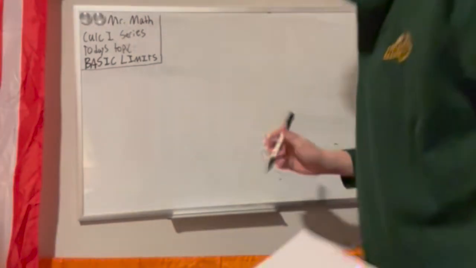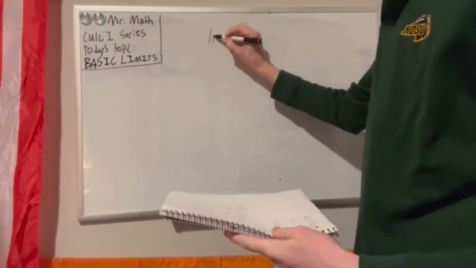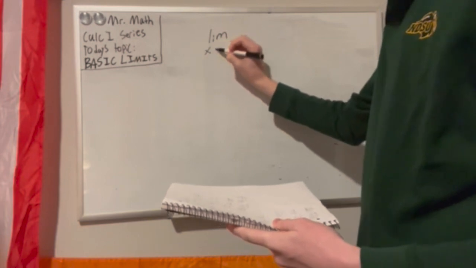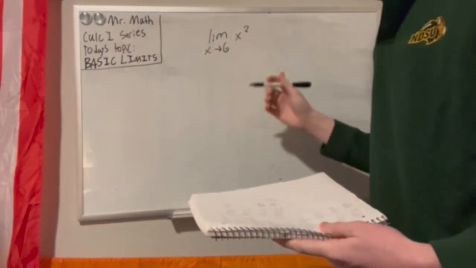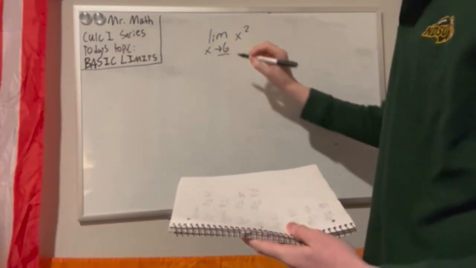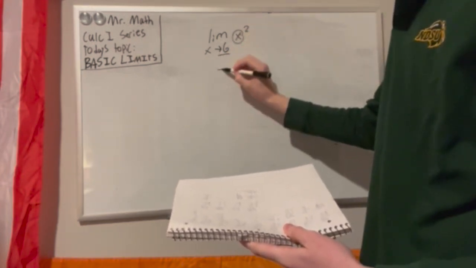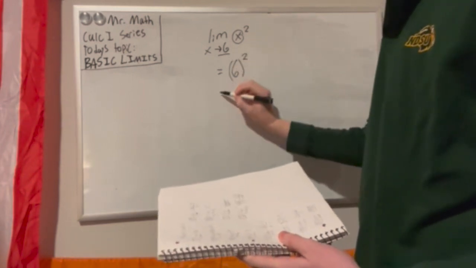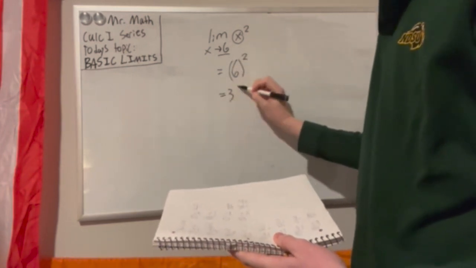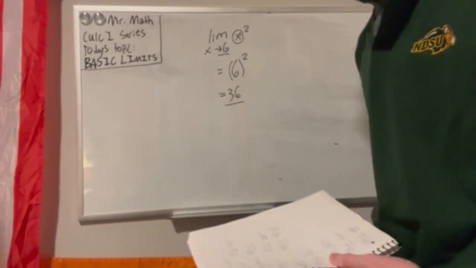Let's try some more. So we have the limit as x approaches 6 of x squared. Once again, we'll use the basic property, plug in our 6 for our x. And this yields 6 squared. And as we all know, 6 squared is 36. And that's our answer. Let's try another.